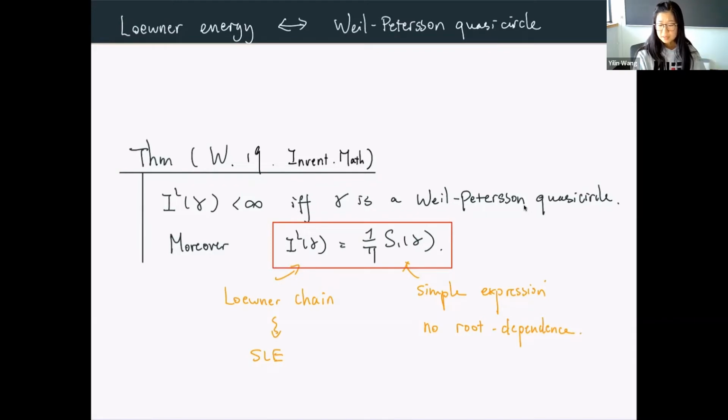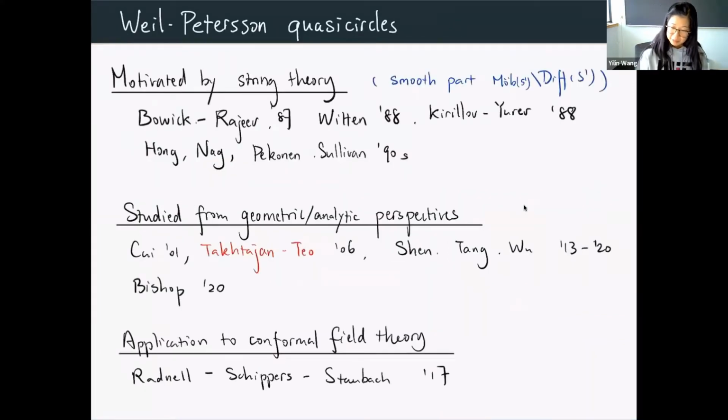Is it a coincidence, or is there a deep reason that the probability theory of SLE is closely related to the Kähler geometry of this infinite dimensional space of Jordan curves? However, I cannot answer this question. But I will show you some examples of how we explore this link in order to obtain some new results about Weil-Petersson quasicircles. But before that, let me give you a bit more of its history.